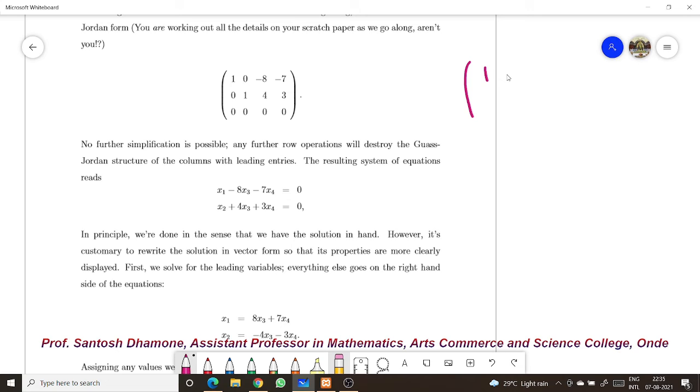Why? This is one of the few cases in which we can tell something about the solution without doing any work. The homogeneous system of equations is always consistent. A homogeneous system of equations is always consistent, that is, it always has at least one solution.